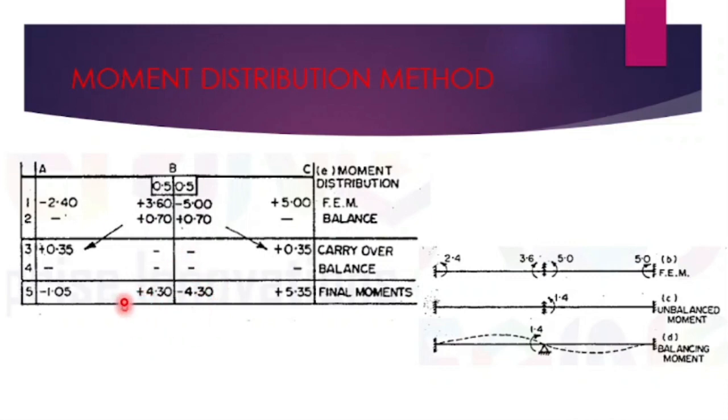Now you got the final bending moment. How should the bending moment be here at the joint? The sum of moments should be 0. We got the answer. The accuracy is up to 0.1. At the fixed end, you will get 5.35. This is the final end moment. That's all.